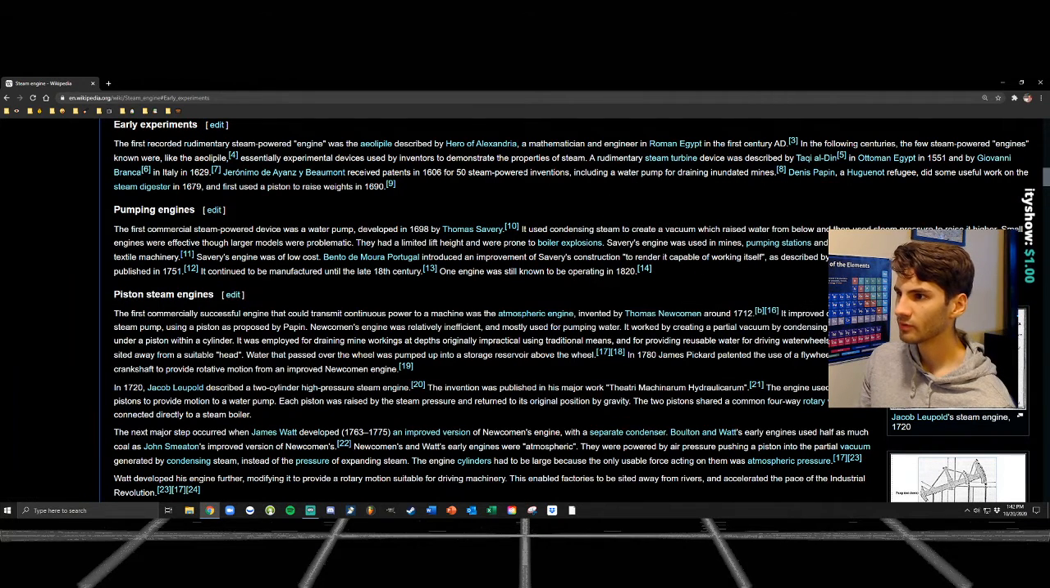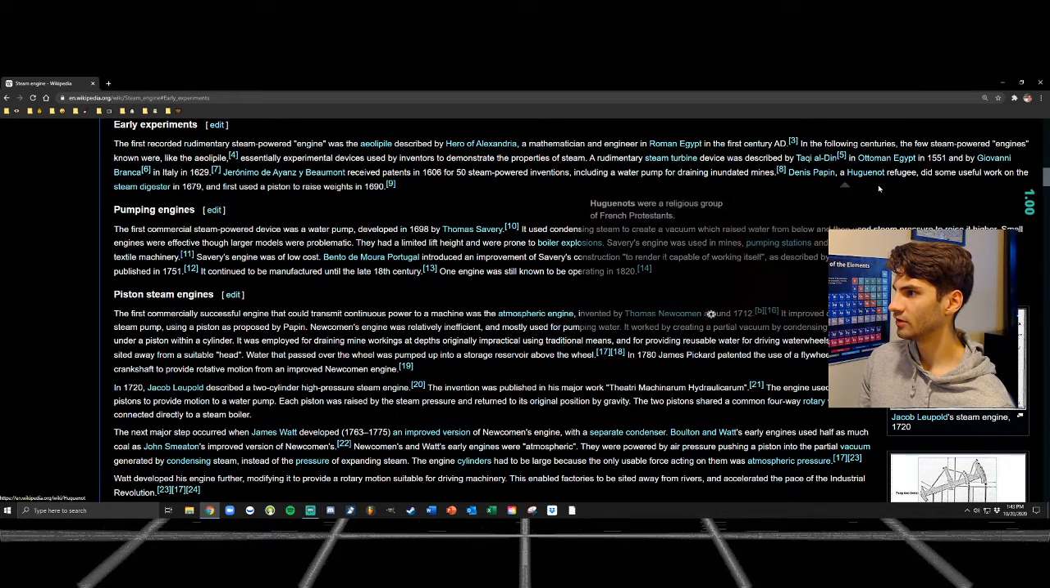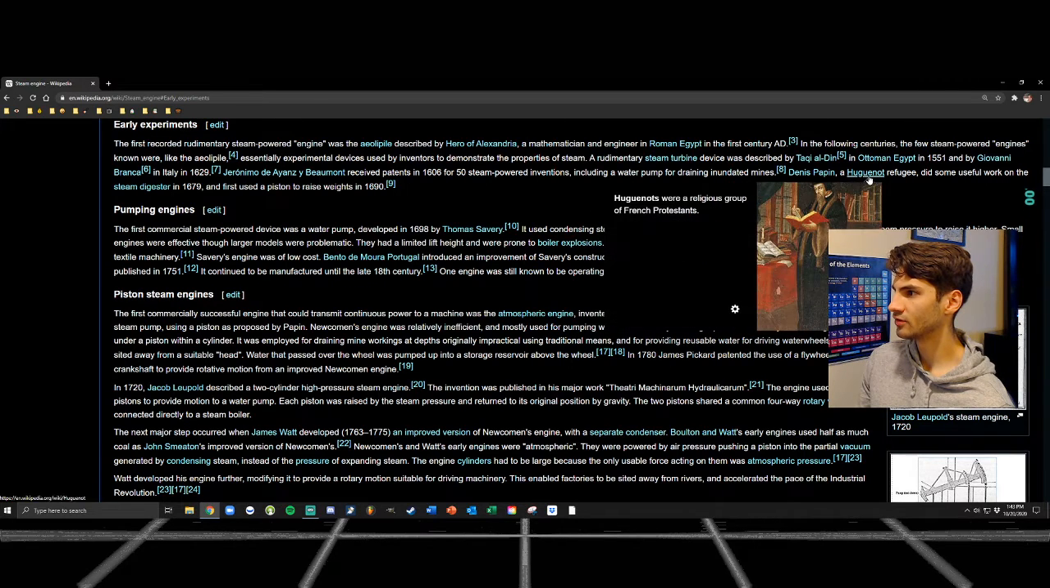Interesting. They were able to come up... Holy shit! In 1606, they had a steam-powered invention that allowed them to pump out water from inundated mines. That is insane. Denis Papin and Huguenots were a religious group of French Protestants. Interesting.